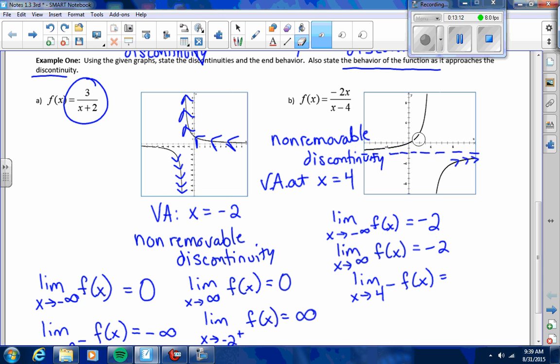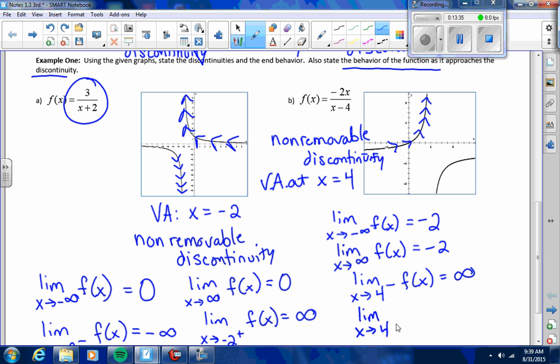Let me erase some of what I already have here. Clean it up a bit. Okay, so here's x equals 4. I need to approach it from the left-hand side. So if I'm going left to right, approaching it from the left, where's the function going? Positive infinity.